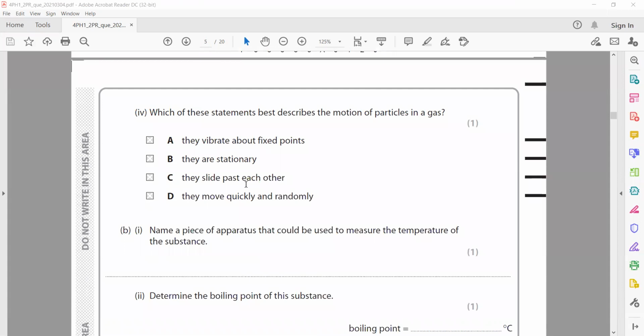Which of these statements best describes the motion of the particles in a gas? In gases the particles can easily move randomly at a high speed. So D is the right answer. Name apparatus that could be used to measure temperature. We can use a thermometer.